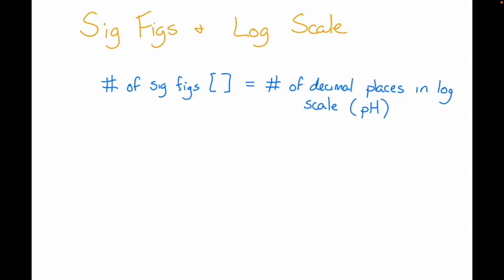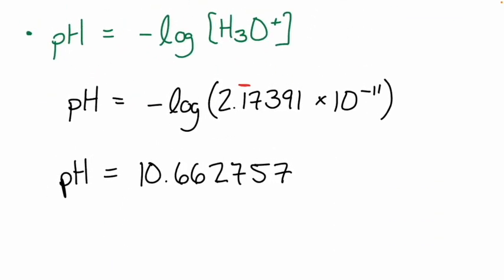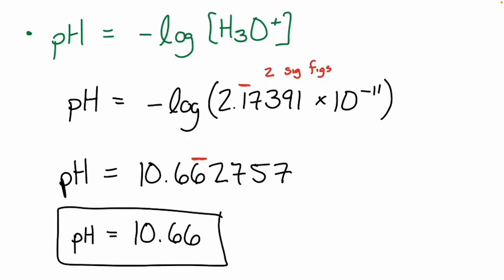All right, so what do I mean by that? If we go back up to this problem here, our concentration had 2 sig figs. So our pH needs to have 2 decimal places. All right, I'm going to round my pH here to 10.66. That's how I'm doing my calculations for pH to the correct number of sig figs. I got to look at the number of sig figs in the concentration. That's how many decimal places my pH should be reported to.